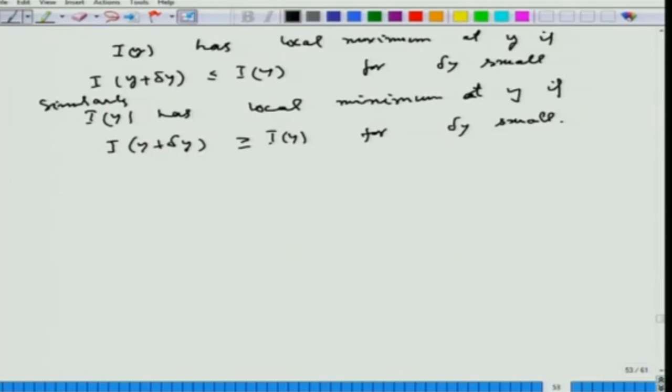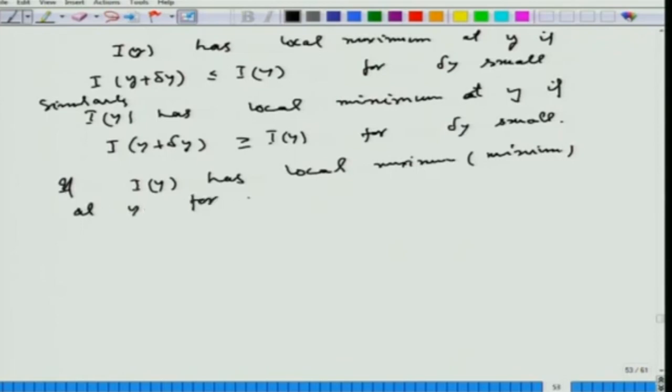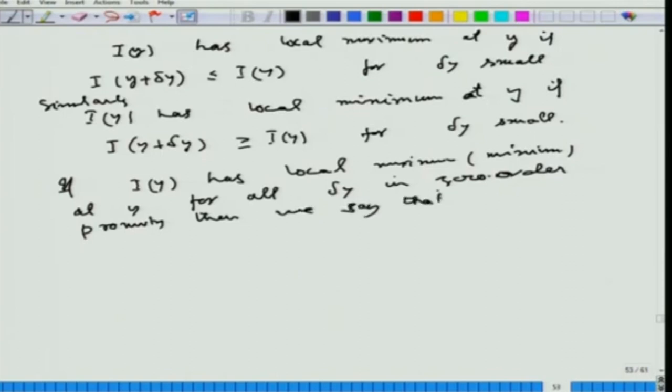Now, if this I y has a local maximum or minimum at y for all delta y in 0 order proximity, then we say that the maximum or minimum is strong.